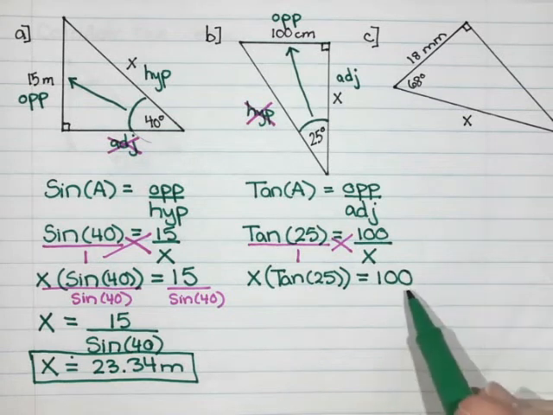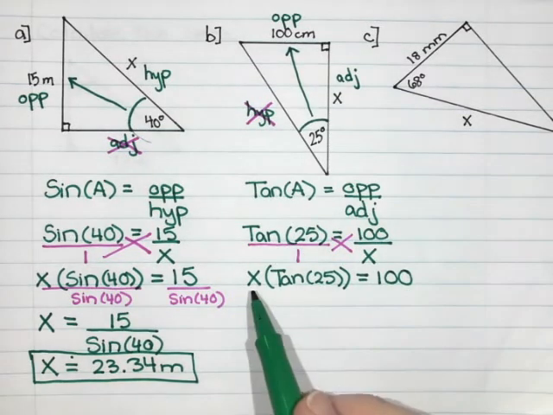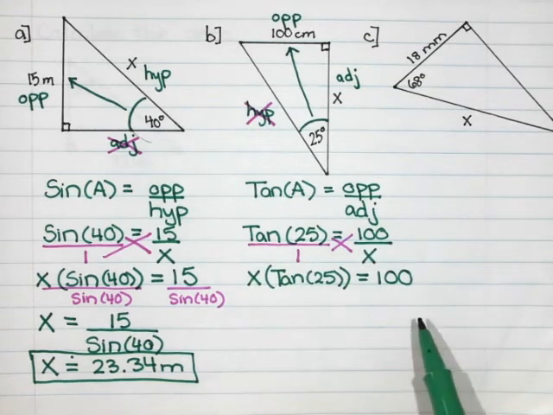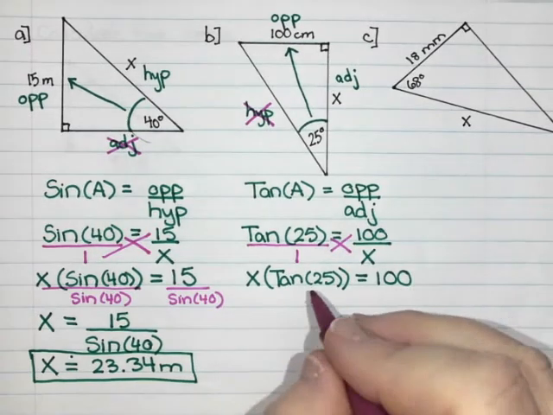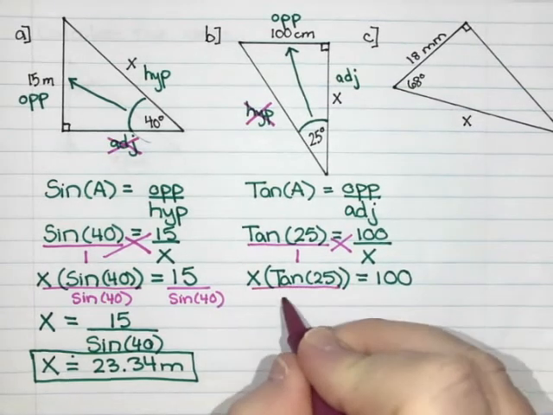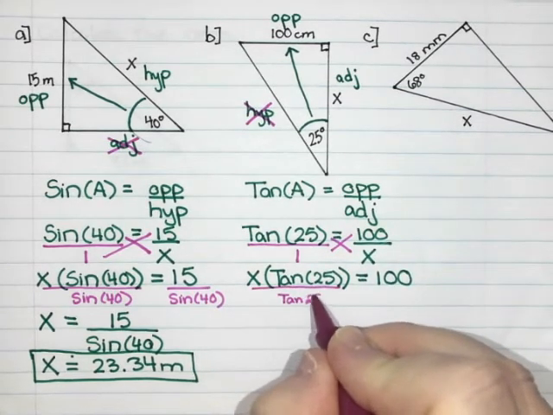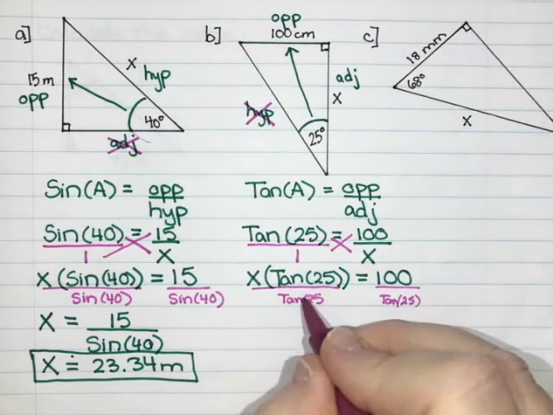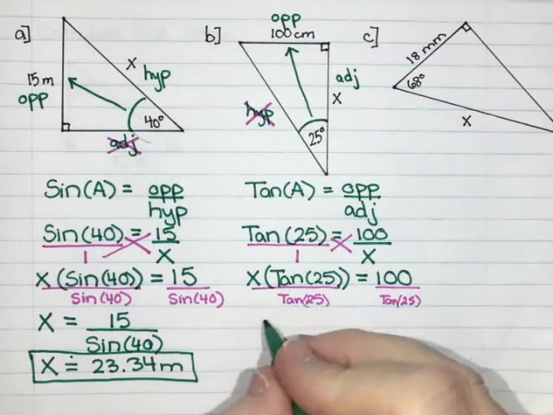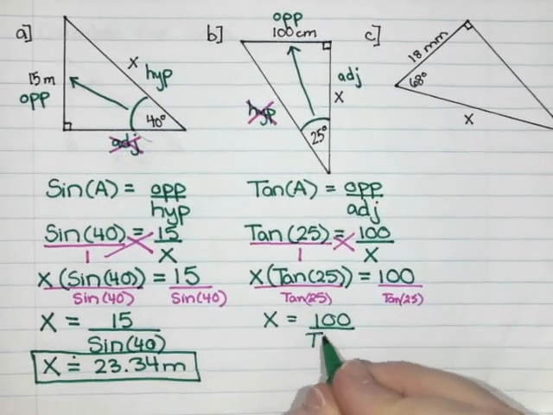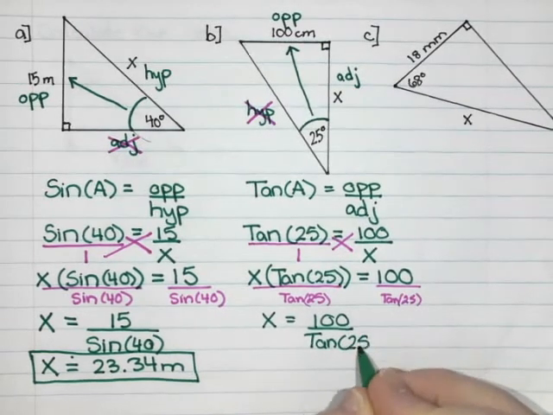Now this is like our last example that we just did. You'll notice that the variable is not by itself. So there has to be an extra step where I move the tan 25 to the other side by dividing both sides by tan of 25. Last time I wrote it, and I'll do it the same way. So I'm going to get that x equals 100 divided by tan of 25.